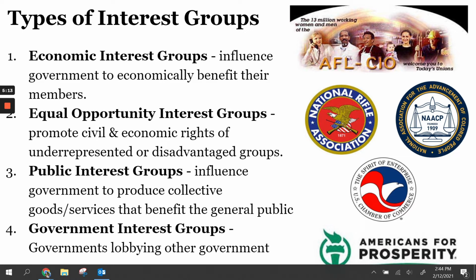Again, public interest groups can be broken down into a variety of types. So when you talk about environmental interest groups, such as the Sierra Club, that's going to be a public interest group. When you talk about consumer groups that are advocating for the rights of consumers, such as the Consumer Union, which publishes Consumer Reports, that's a type of public interest group. We talk about religious groups, such as the Christian Coalition, advocating for the rights of people that practice religion. It's a public interest group.